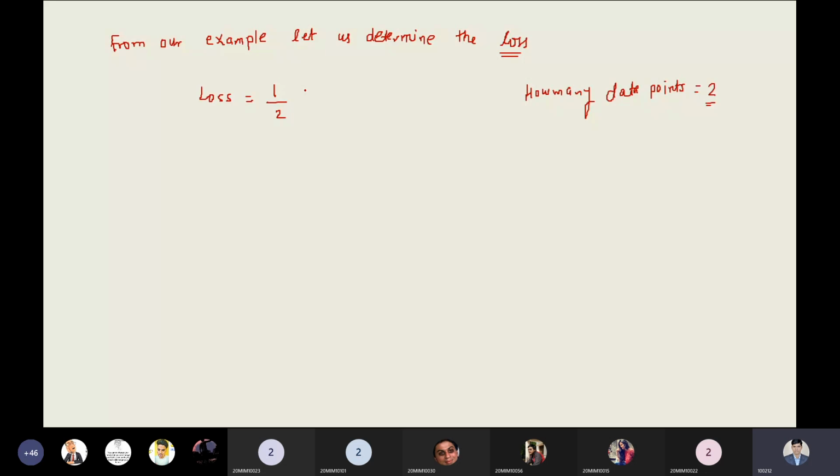Now tell me, is it clear? 1 by 2 multiplied by actual minus predicted, or you can say predicted minus actual, it doesn't matter since we are doing the squaring. So what is the actual value? 0.9. And what is the predicted value? 0.85. After squaring this, 1 by 2, we are getting 0.07 over here.